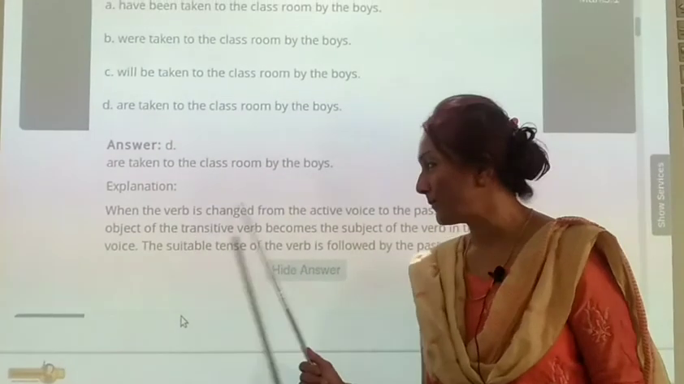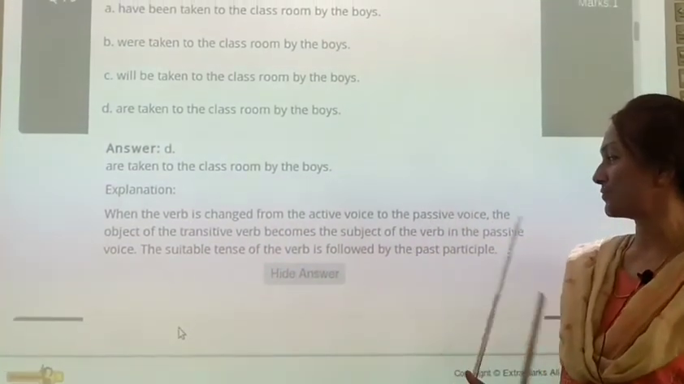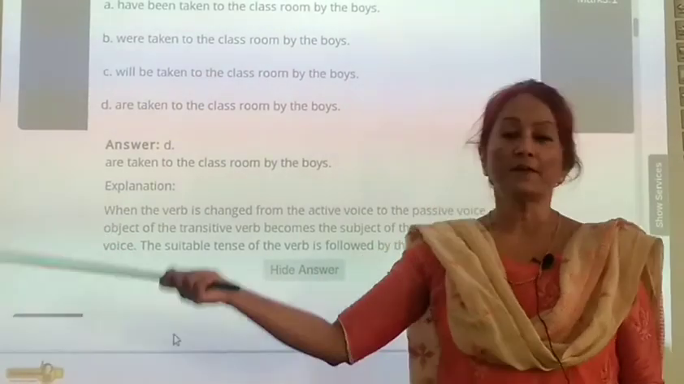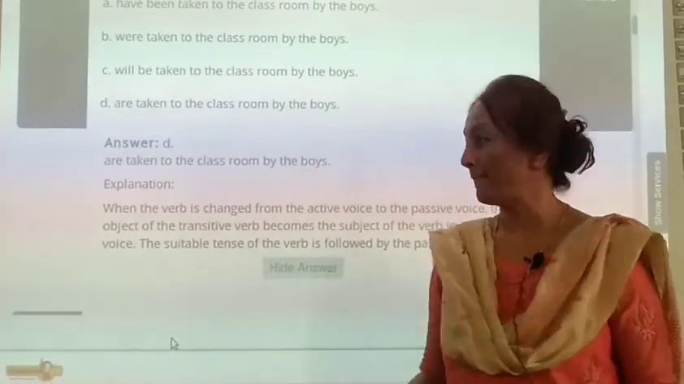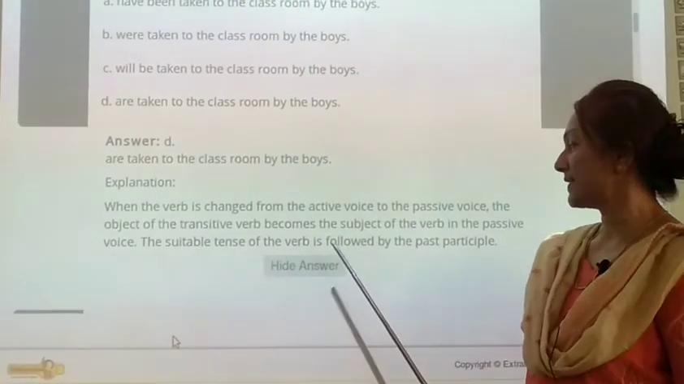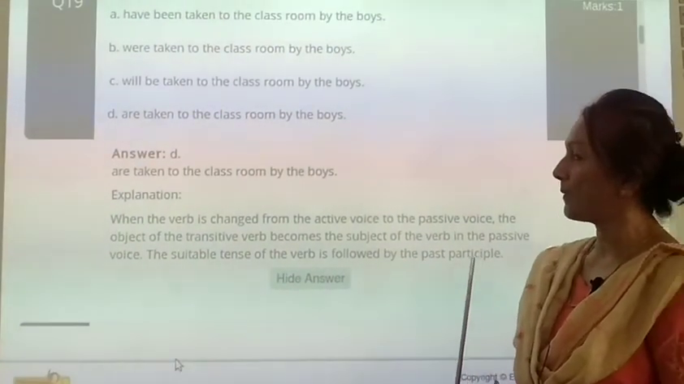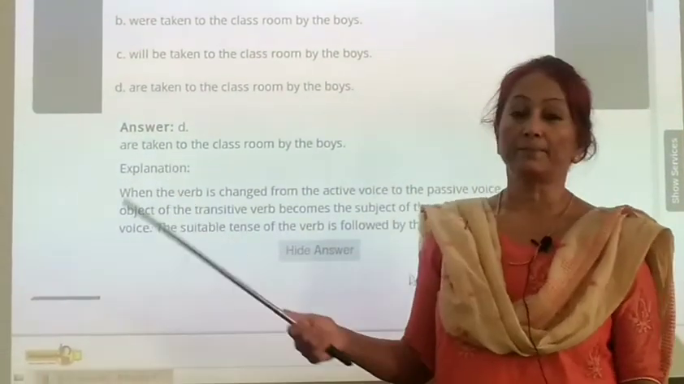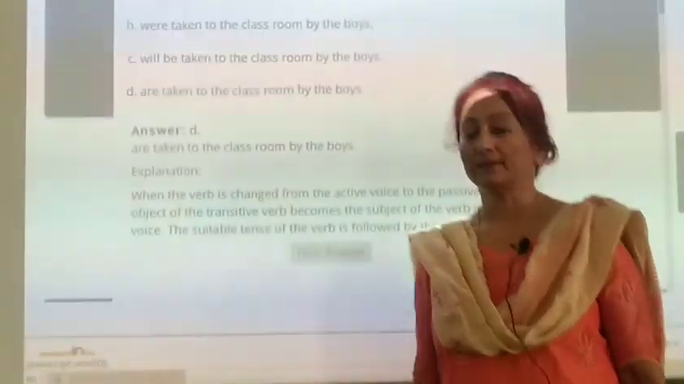When the verb is changed from the active voice to the passive voice, whatever is the subject in active becomes the object in passive. Then the suitable tense of the verb is followed by the past participle. It becomes taken. Next.